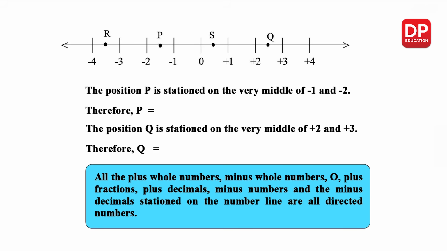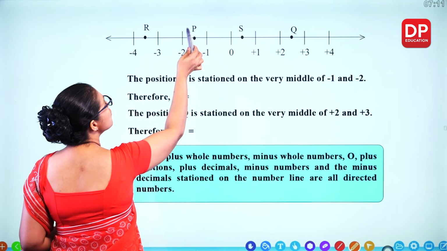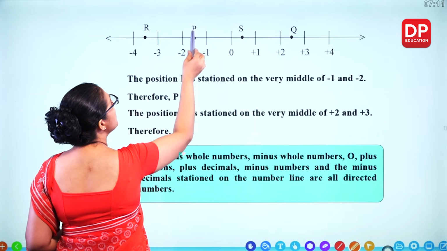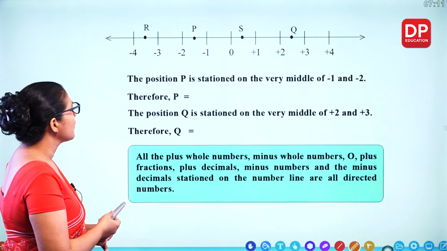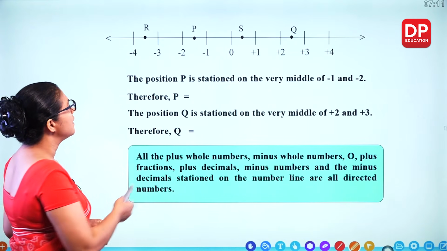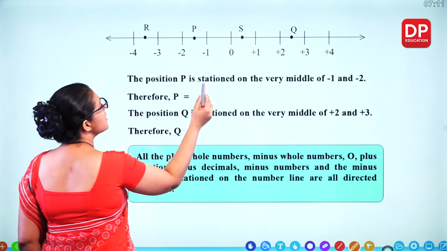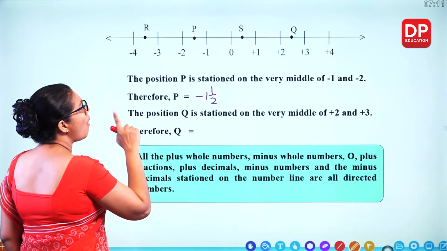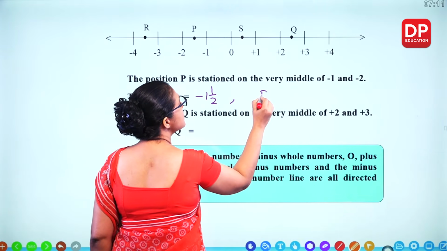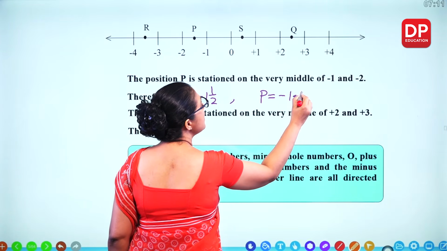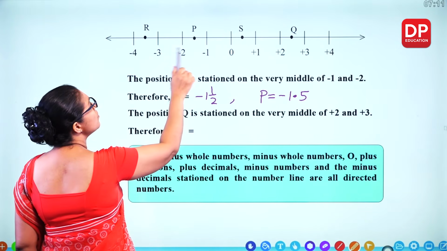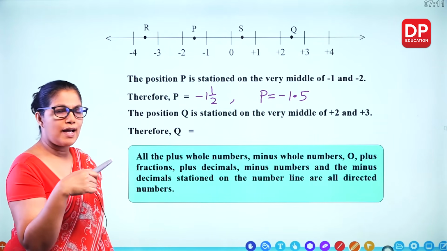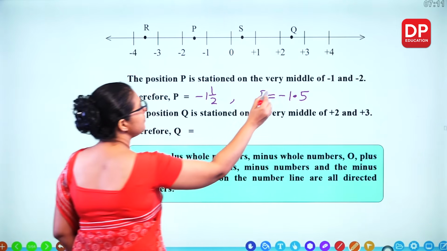Look at this number line. The position P is stationed on the very middle of minus 1 and minus 2. So that's halfway between minus 1 and minus 2. So what can you say about P then? You can say this is minus 1 and a half. Or you can write P as minus 1.5 in decimals. In between 1 and 2, that's 1.5. So minus value is there, minus 1.5.